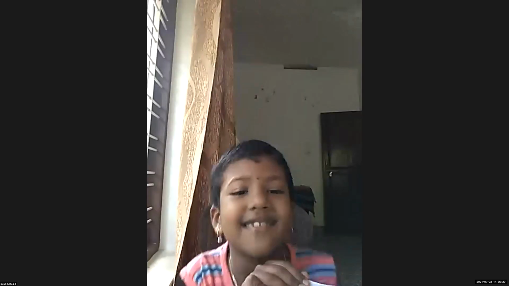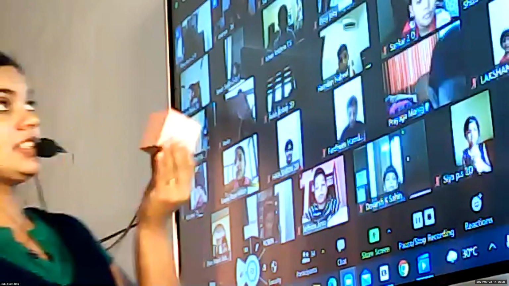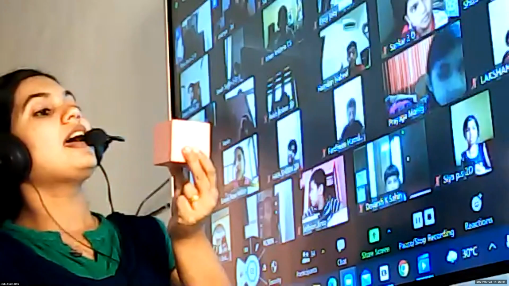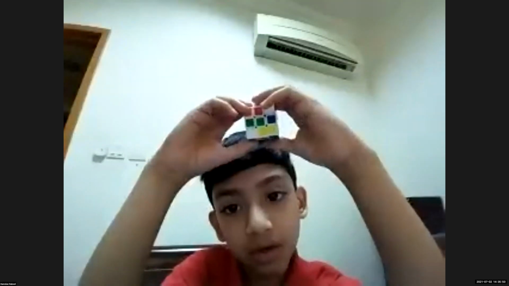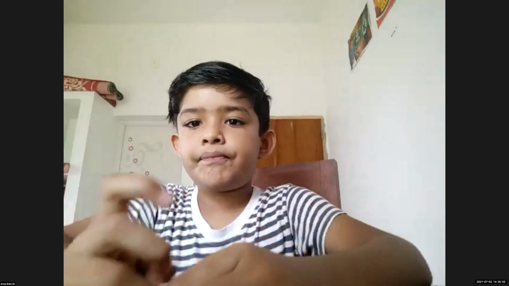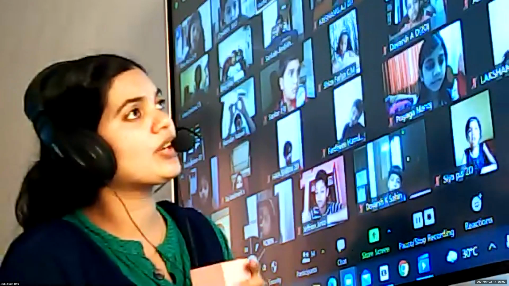6 faces. 1, 2, 3, 4, 5, 6. All the faces are in what shape? The shape of faces? Square shape. And how many edges? 12 edges. 1, 2, 3, 4, 5, 6, 7, 8, 9, 10, 11, 12. So 12 edges for a cube.